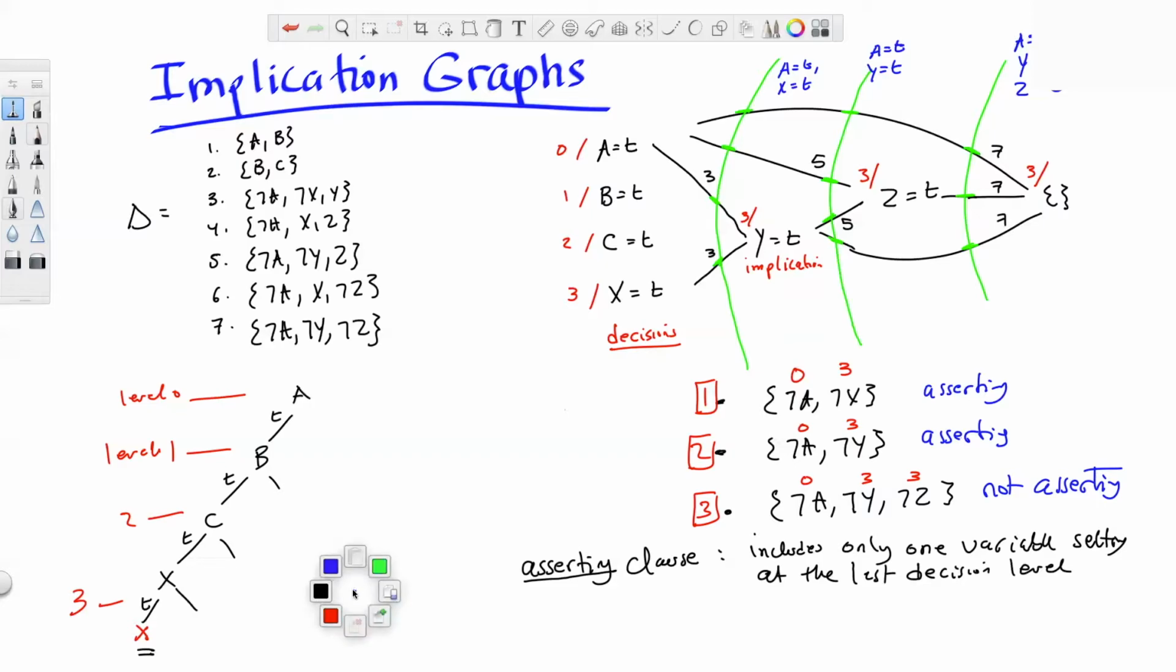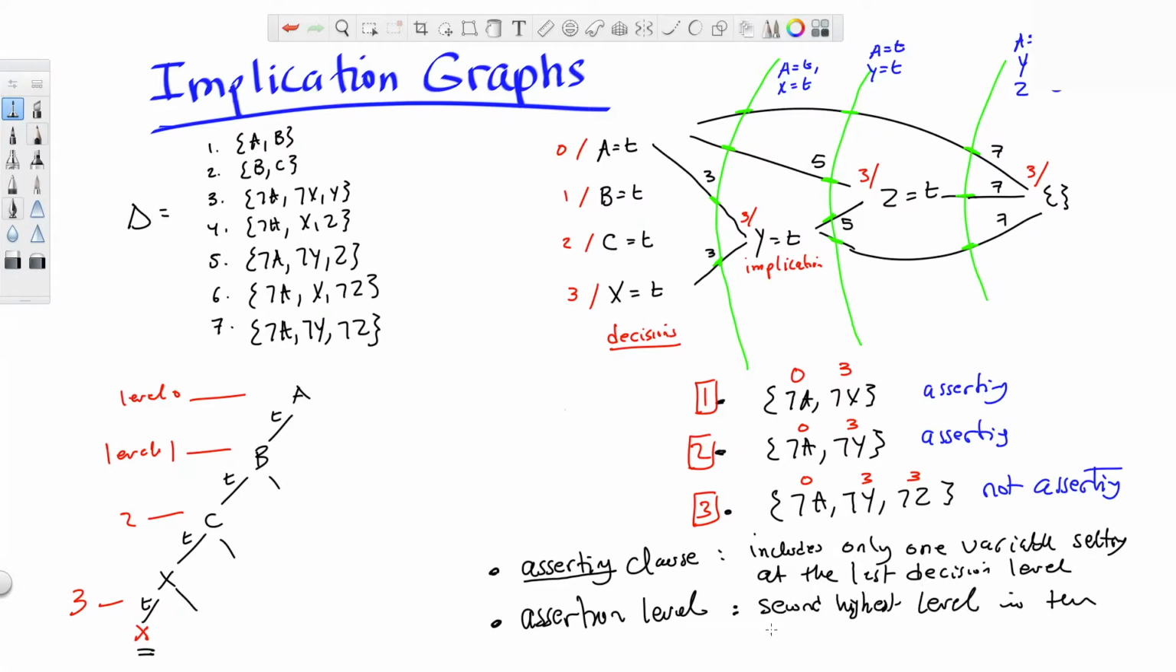The other concept is the notion of an assertion level. So we have an asserting clause, and for an asserting clause, we talk about the assertion level. This is basically the second highest level in the clause. So you tell me, what would be the assertion level for this particular clause? The assertion level is 3, 0. Very good.